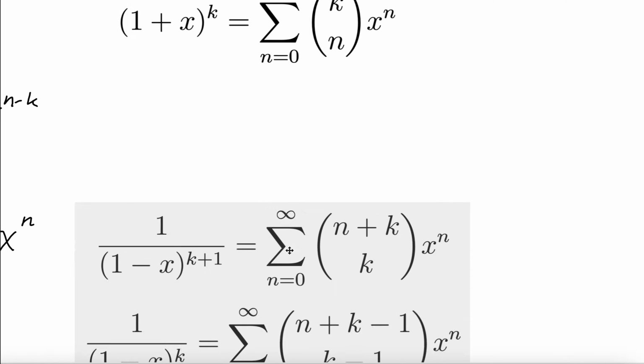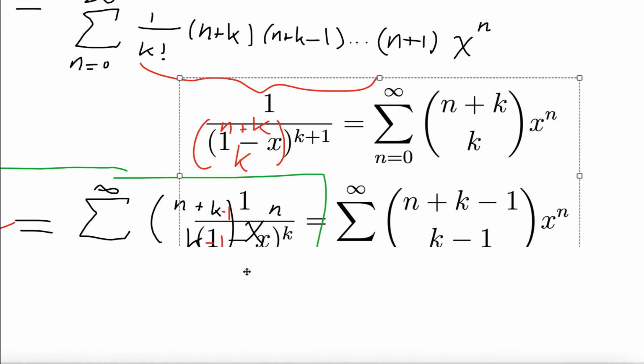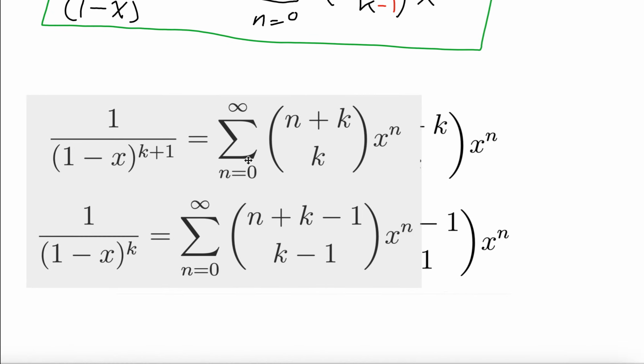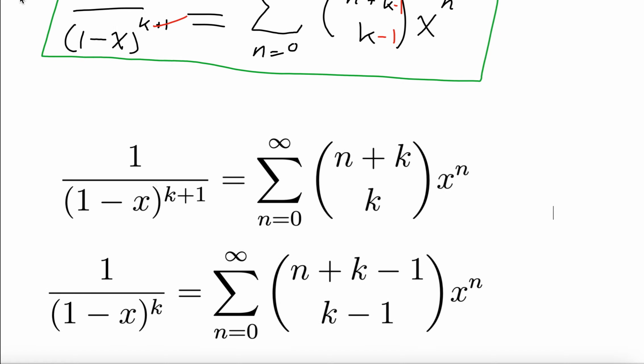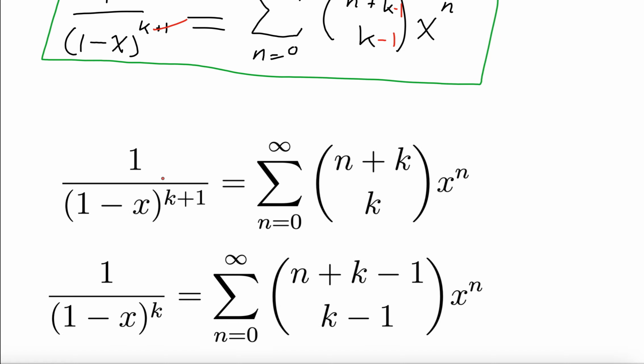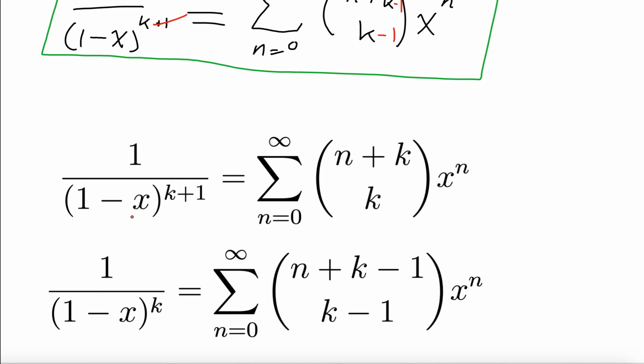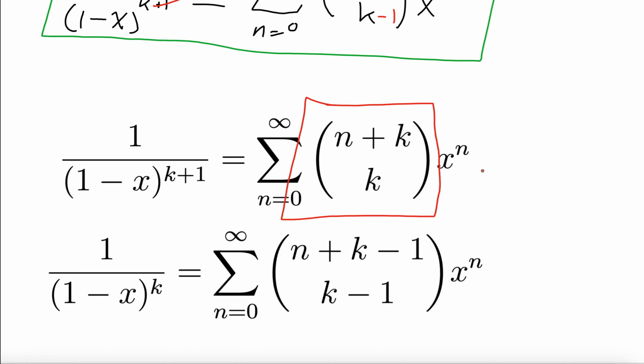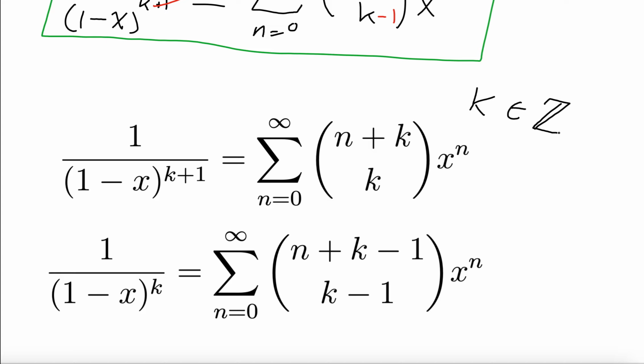I'm going to reproduce this right over here, typed out nicely if you want to see it. We derived, using the kth derivative of the geometric series, the following pattern. That 1 over 1 minus x to the k plus 1 power is going to be the sum as n goes from 0 to infinity of the following coefficient, n plus k choose k, x to the n, for some fixed k that is an element of the non-negative integers. So k is an integer greater than or equal to 0, because that's how we're doing derivatives.